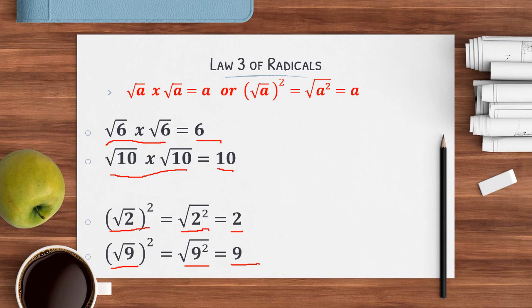For example, square root of 6 multiplied by square root of 6 is equal to 6. Square root of 8 multiplied by square root of 8 is equal to 8. Square root of 11 multiplied by square root of 11 is also equal to 11.